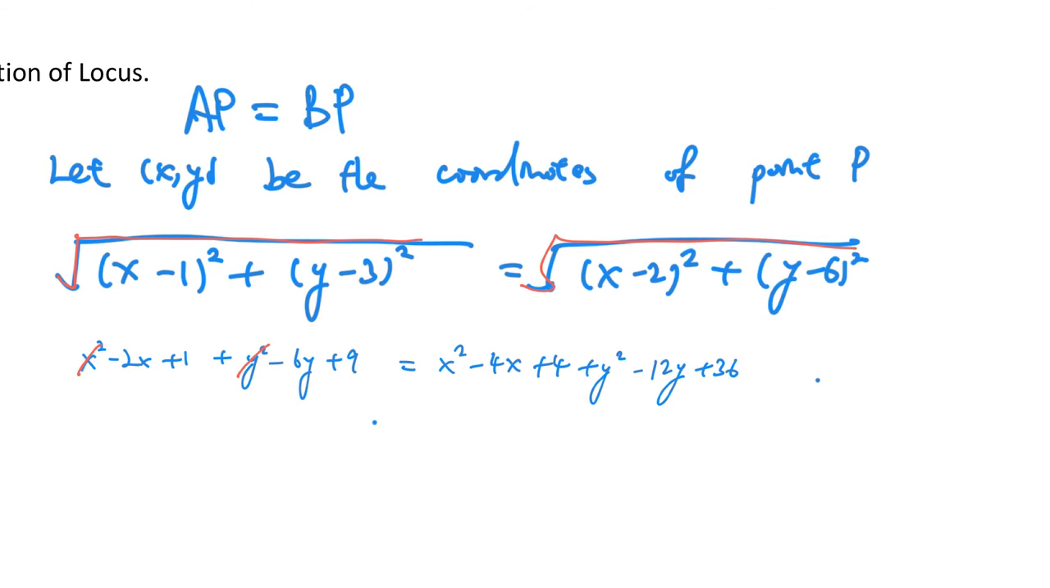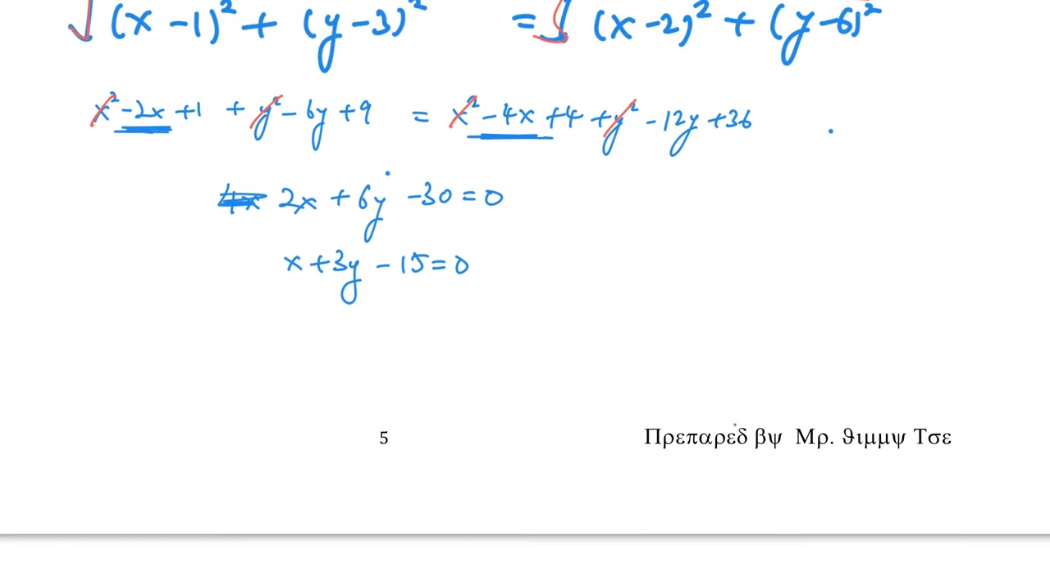And then you can cross out x squared and y squared. Move all the terms to the left-hand side. Negative 2x plus 4x, so it's 2x, and then negative 6y plus 12y on both sides, moving to the left-hand side, so it's plus 6y. 1 plus 9 minus 4 minus 36, so it's minus 30. It's 10 minus 40. So remember, simplify it. This is the equation of locus.